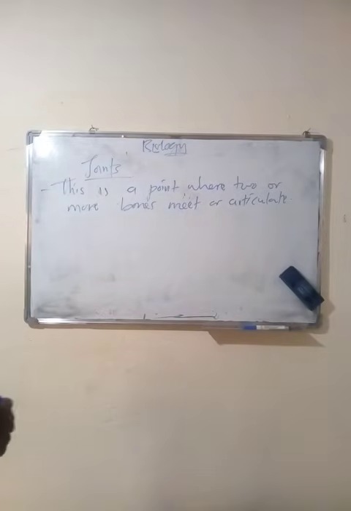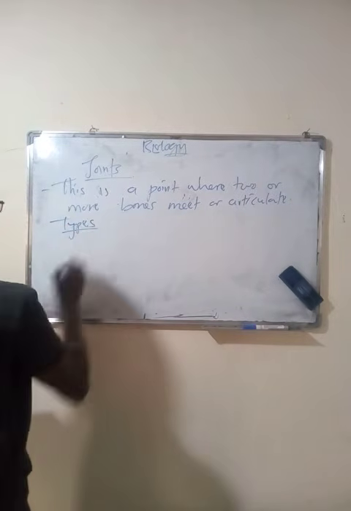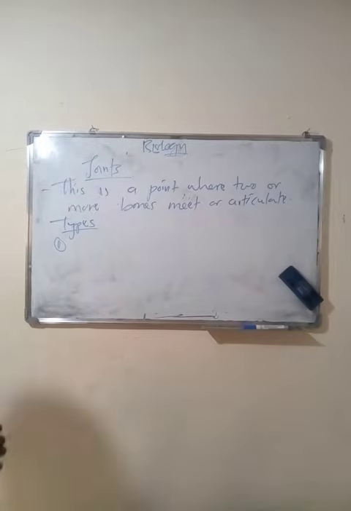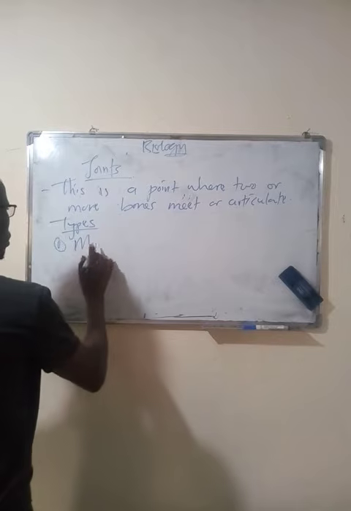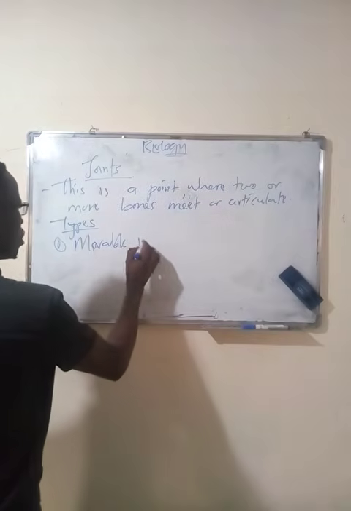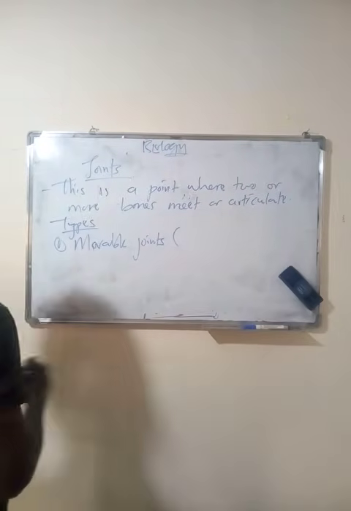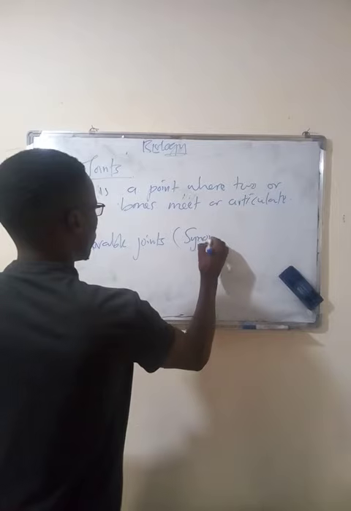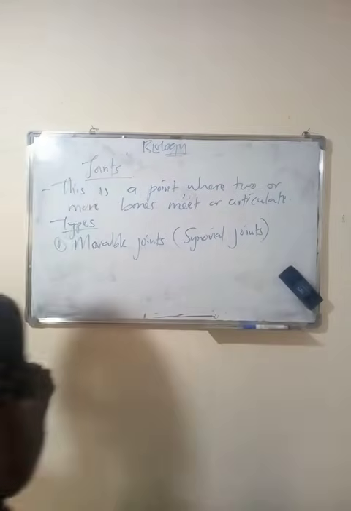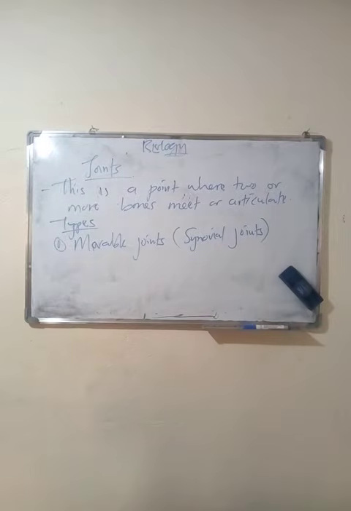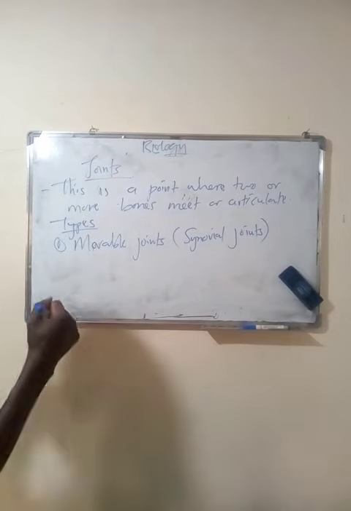Now, what are the types of joints that we have? Number one, we have what are called movable joints. In this case, we're going to talk about what are called synovial joints. These joints are easily movable. They easily move about. They cause movement without much restriction.